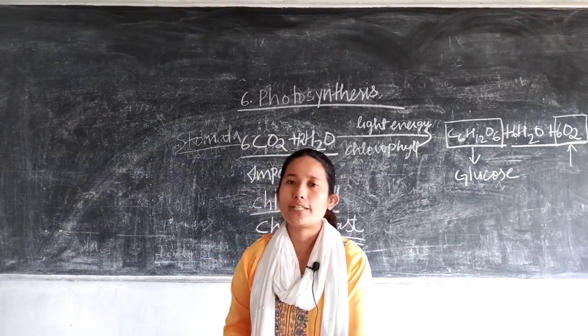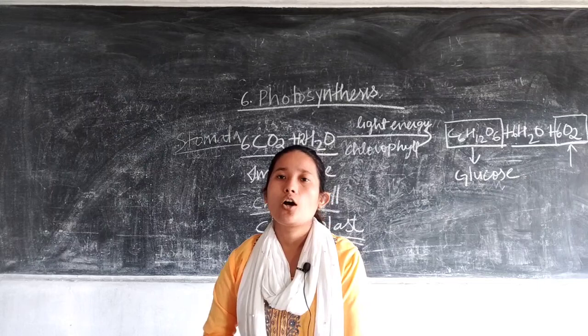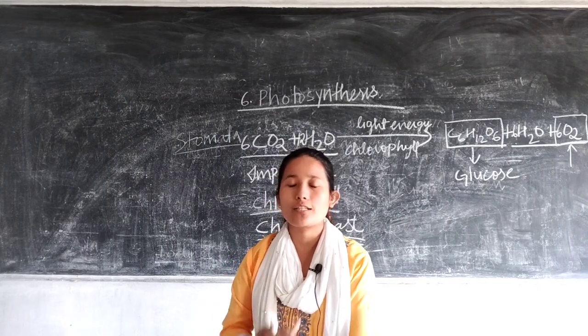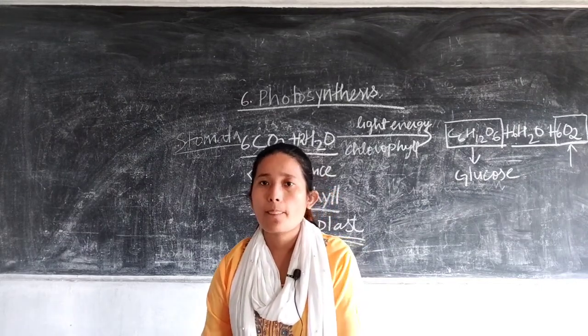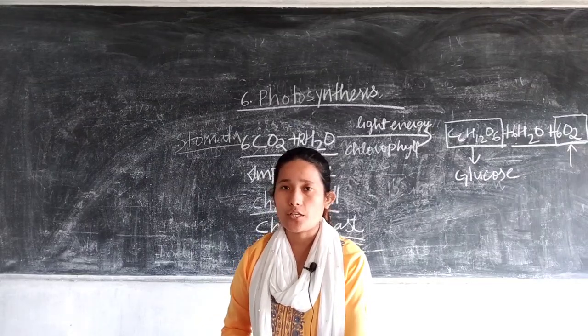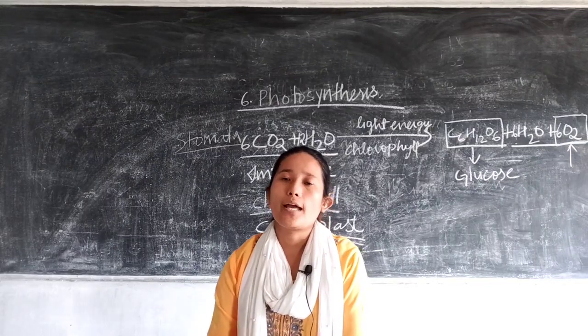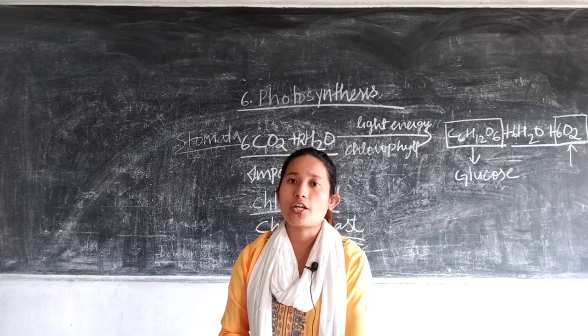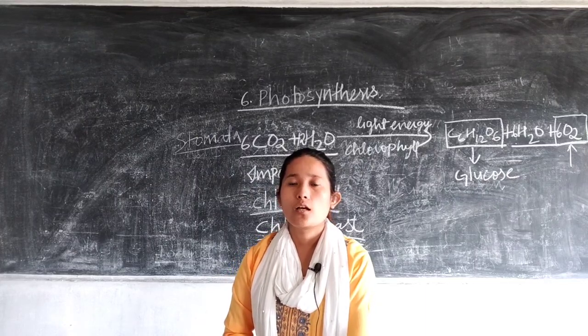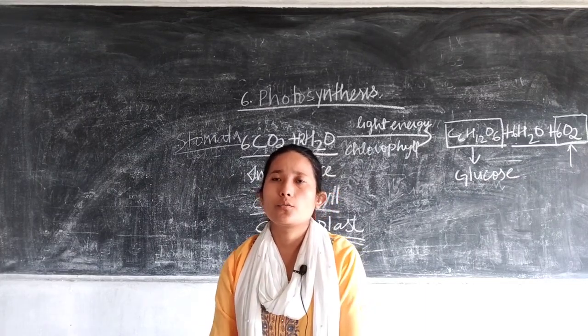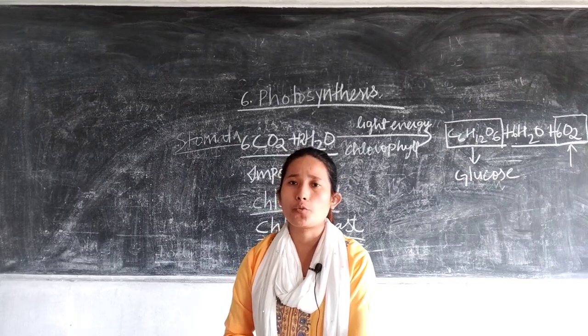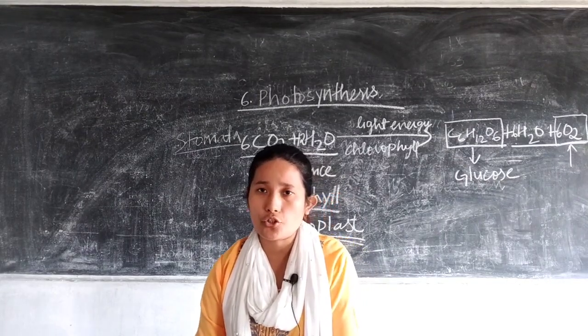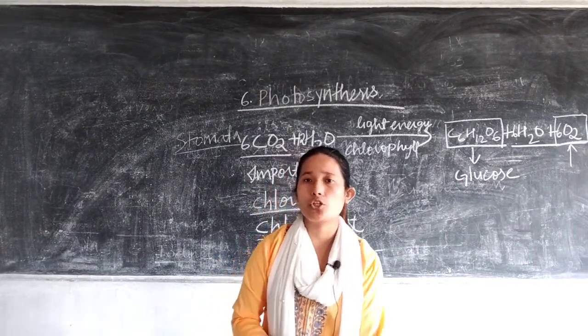So in today's class we discussed the definition of photosynthesis, why it is important for us, the structure of chloroplast, and the opening and closing of stomata, the potassium ion concentration theory related to opening and closing of stomata.